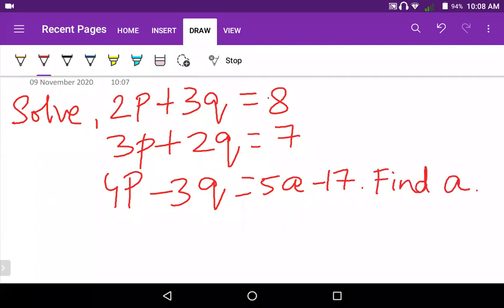This is the next question. Okay, so let us solve this question. Firstly, you have equation number 1 and equation number 2 given. If you find the P and Q values, later you can substitute them in the last given equation here, and then you can find out the value of A. Okay, so let us start.